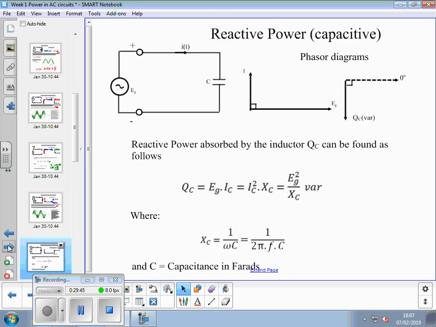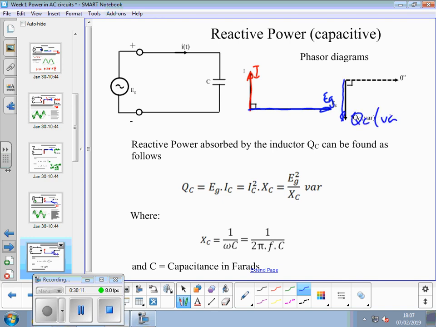So, here we are again, reactive power. It's got the phasor diagram with the current I leading the voltage E by 90 degrees. There's QC pointing downwards. That's in VARs. We can calculate that from the generator voltage times the current squared times the capacitive reactance, XC, or the generator voltage squared divided by XC.